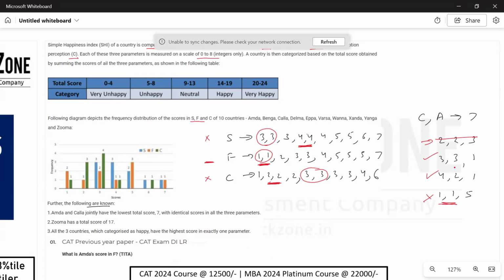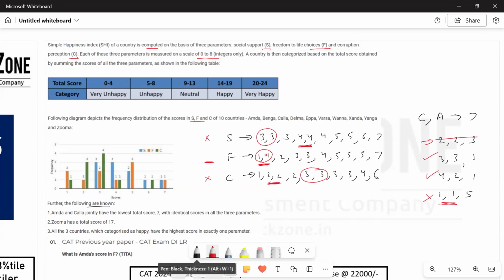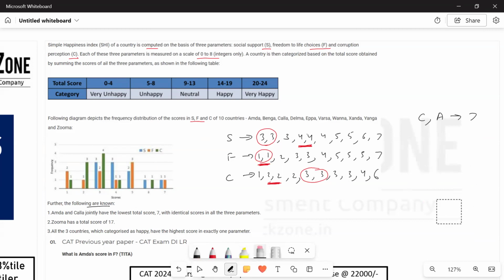So these two configurations are the only ones possible: either S can be 3, F can be 1, C can be 3, or S can be 4, F can be 1, and C can be 2 for A and C. Okay, this is the only way. These two are the only ways for A and C to have 7. We are done with the first statement.